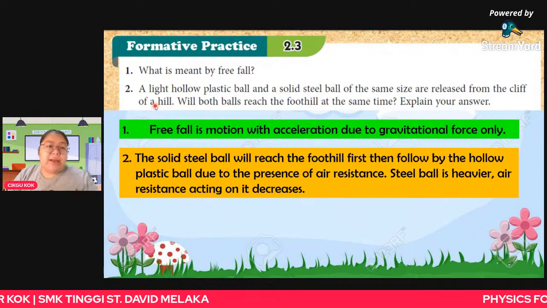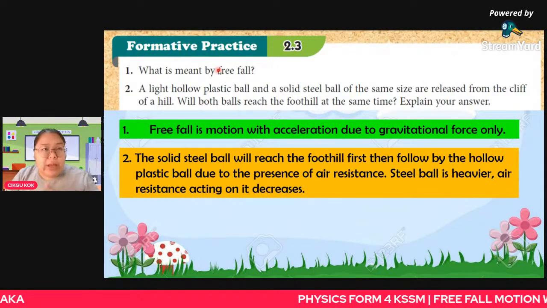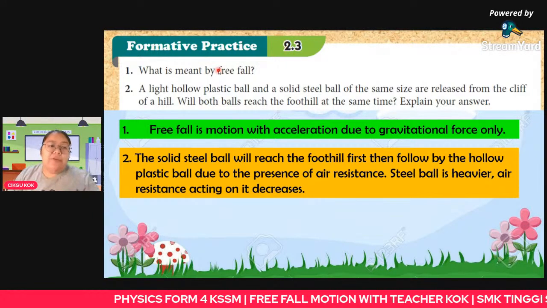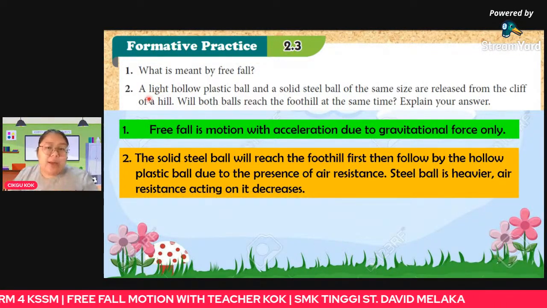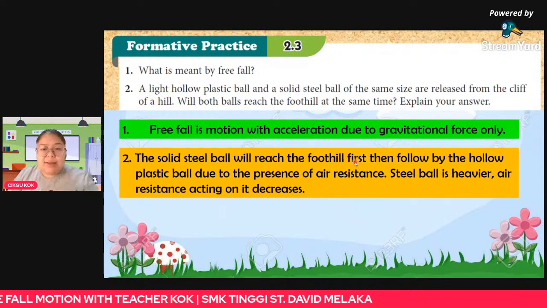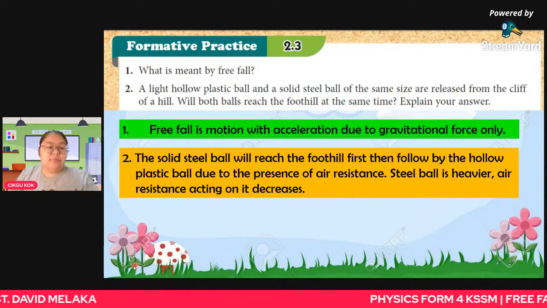Then another one, they explained the hollow plastic ball, hollow, the empty one, just like a ping pong ball. Then they say light, the keyword is light. So from here we must say light and heavier should be the difference when they are dropped, because they get air resistance.